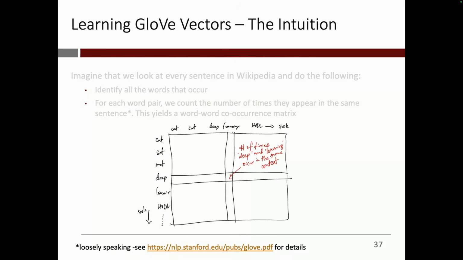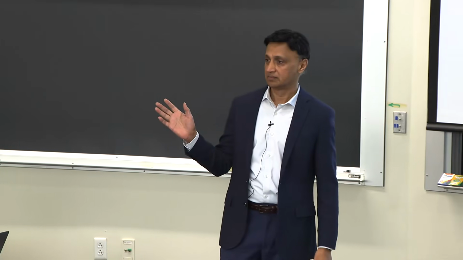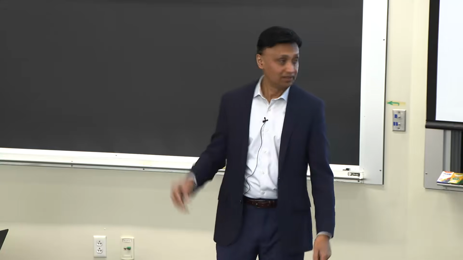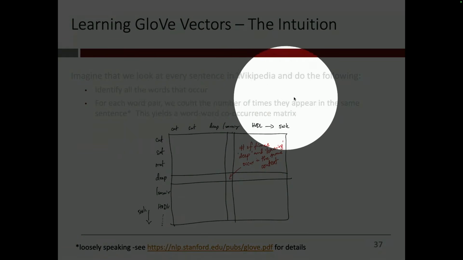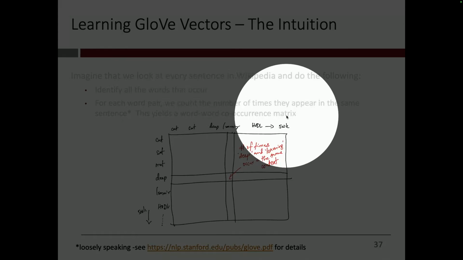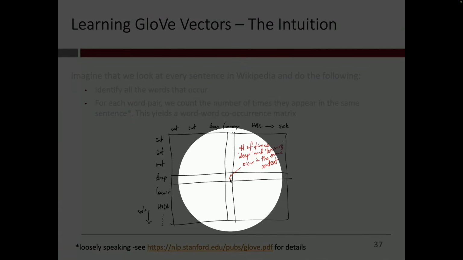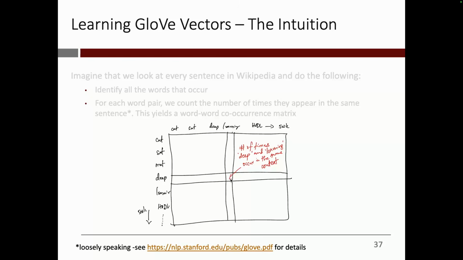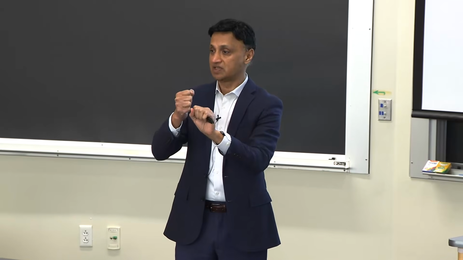So for example, let's assume that you took all of Wikipedia, looked at all the distinct words, and you found there are 500,000 words, okay? So there are 500,000 words here in the columns, and 500,000 words on the rows. And each cell of this table has a number that you calculate, which is the number of times the word in the row and the word in the column happen to show up in the same sentence.